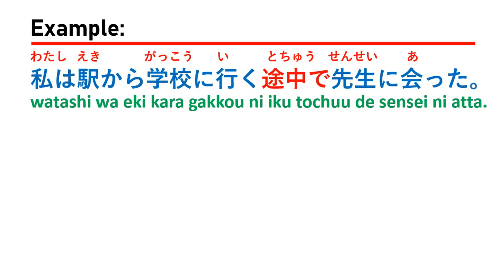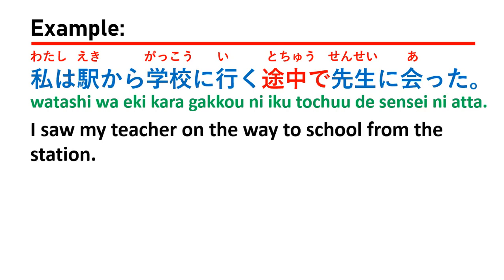私は駅から学校に行く途中で先生に会った。Which means that I saw my teacher on the way to school from the station.